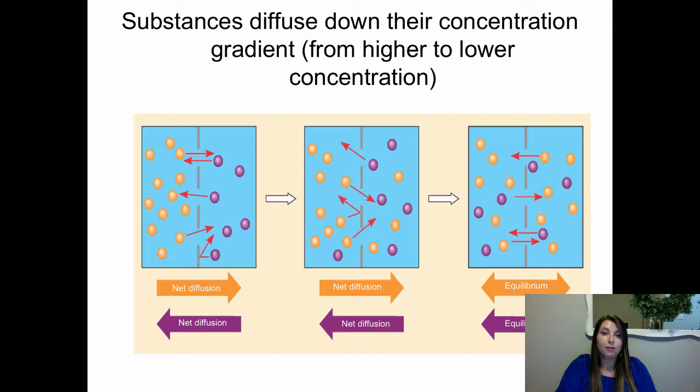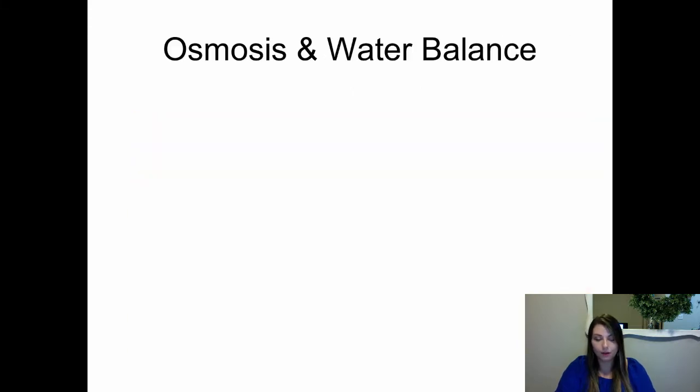So substances diffuse down their concentration gradient from a higher to lower concentration. So again, how does it flow? High to low. And a concentration gradient is created when there are more ions of a substance on one side of a membrane than another side. Remember, everything is seeking equilibrium, so it's going to go from high to low.